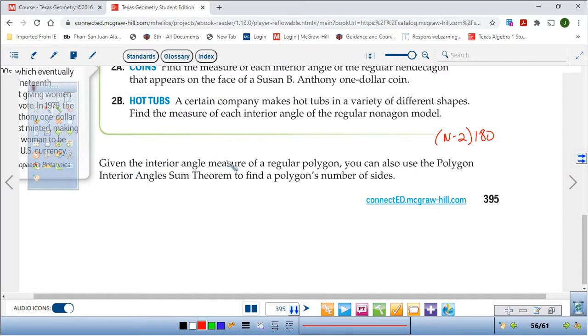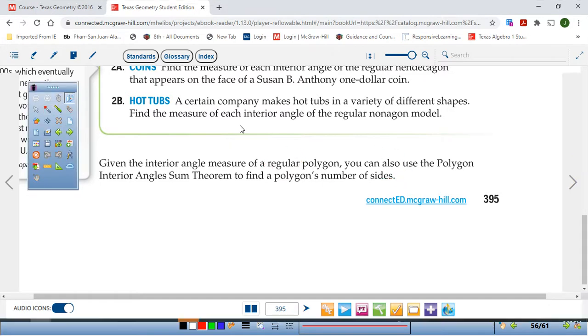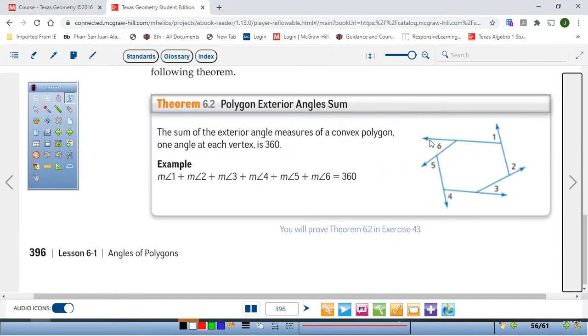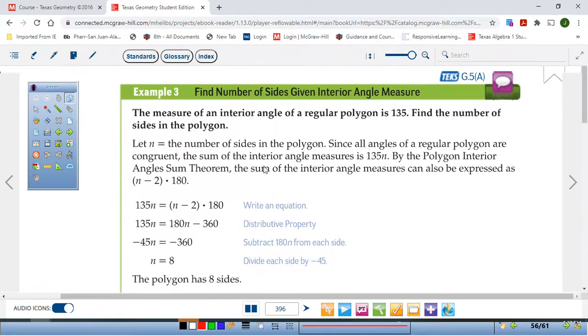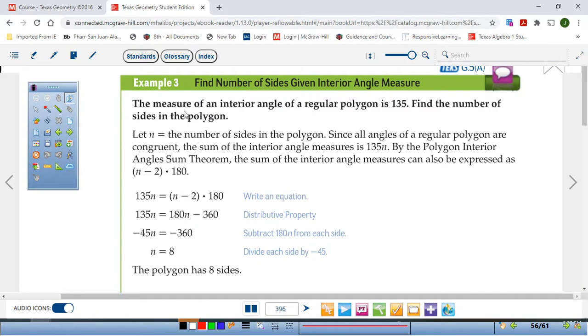Given the interior angle measure of a regular polygon, where regular means all sides and all angles are equivalent, you can also use the polygon interior angle sum theorem to find a polygon's number of sides. Basically, if you give us the sides, we can figure out the angle measure, and if we find the angle measure, we can figure out the sides. Pretty cool, right?